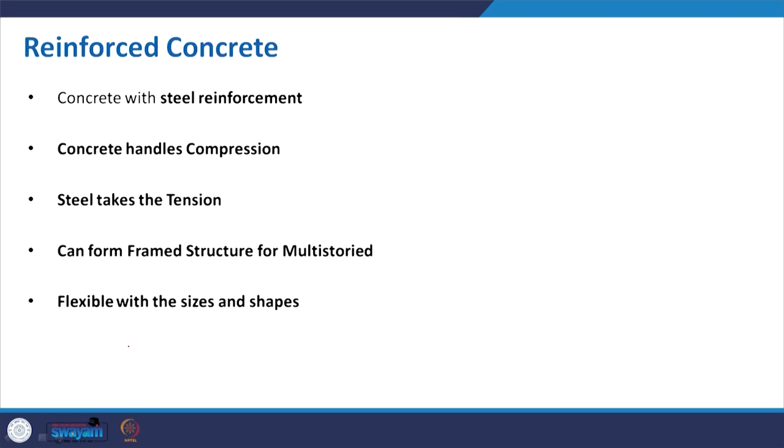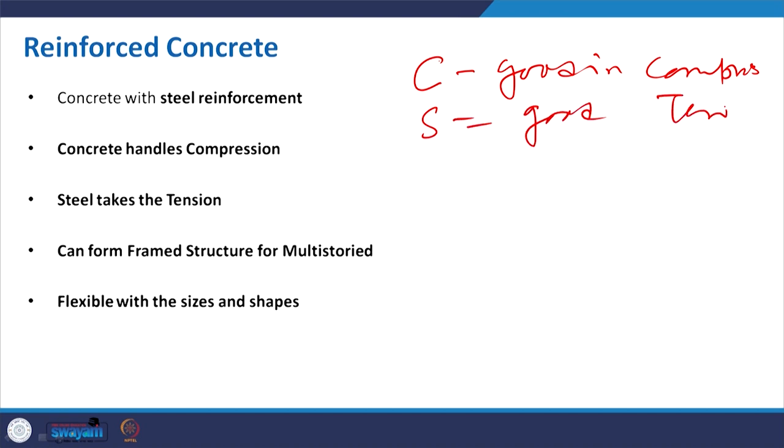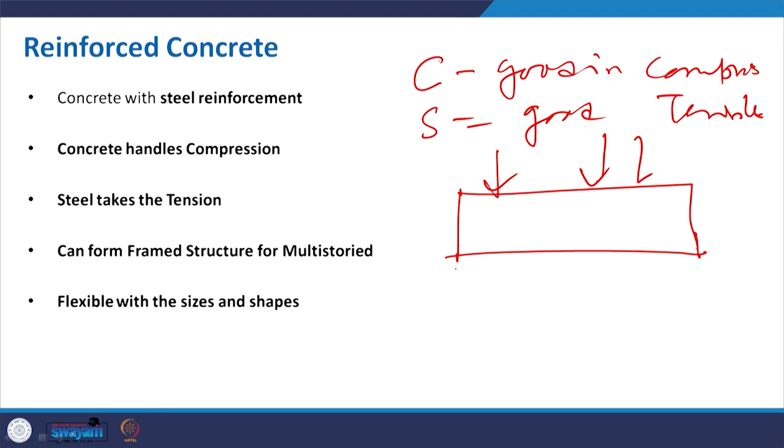Now, reinforced concrete is basically where we take the advantage of concrete, that is concrete is good in compression and steel is good in tension. So, we take the advantages of the individual ones and group them together. If you take a concrete block and put pressure on top, with supports at the ends, it will try to bend very easily. Tension will develop at the bottom, because the fibers go away from each other, and the top is in compression.